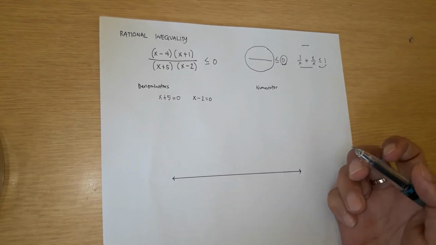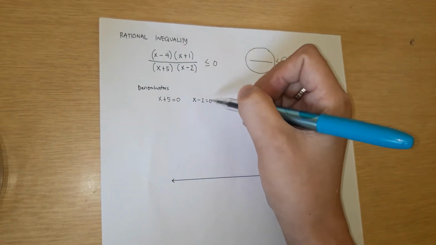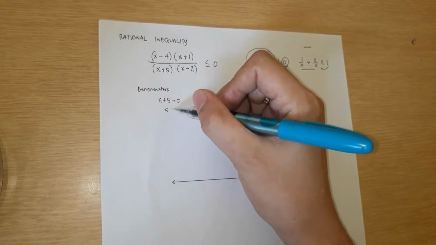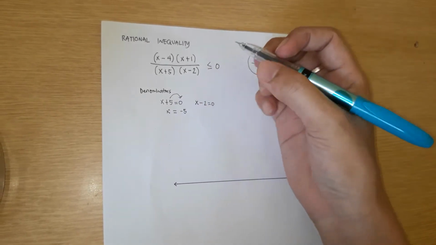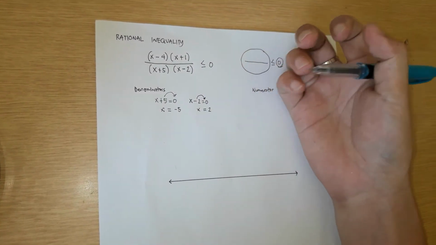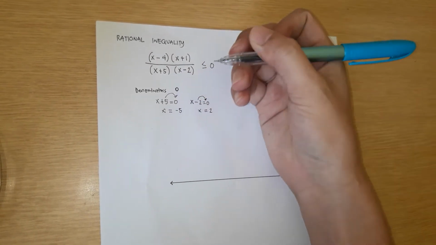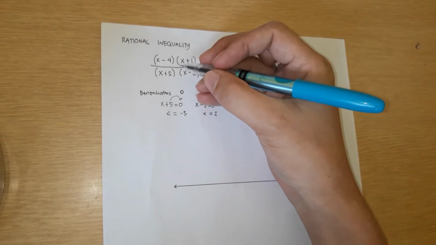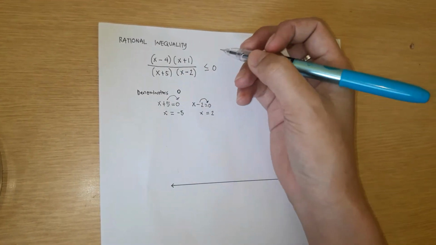First, x plus 5 is equal to 0 and x minus 2 is equal to 0. Equate each denominator to 0. So, x would become negative 5. Transpose mo lang ang 5, magiging negative 5. Dito, i-transpose mo ang negative 2, magiging positive 2. And the denominators, if you're going to plot them, it's a circle without shade, kasi nga, they are in the denominator, they will make this rational inequality undefined.